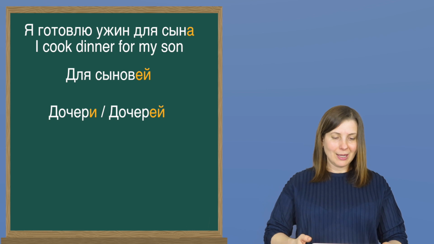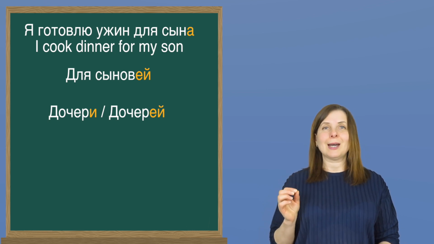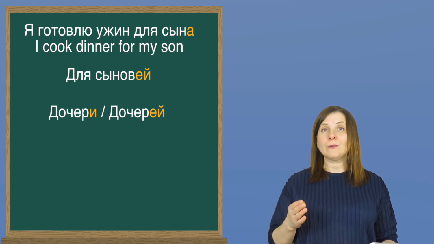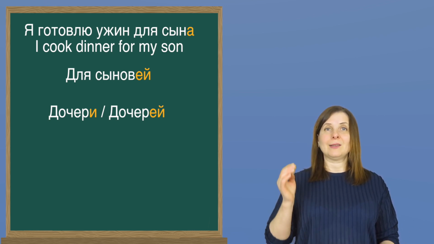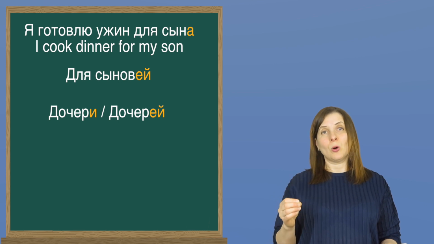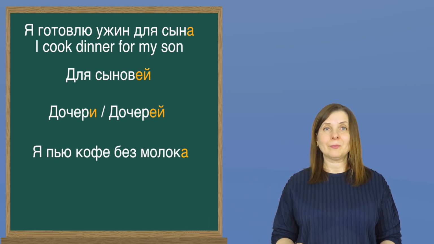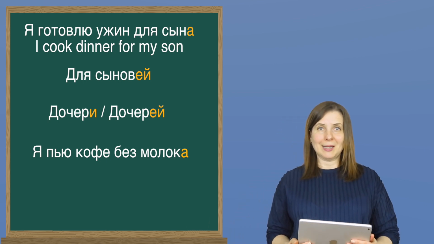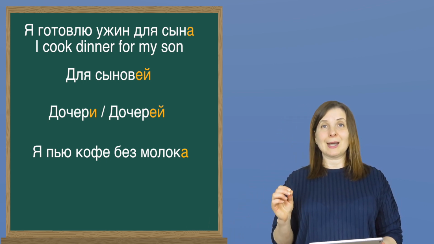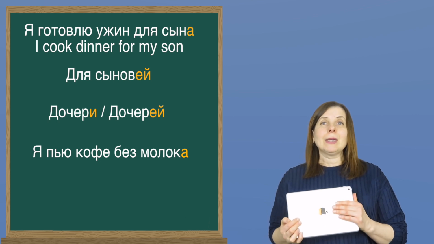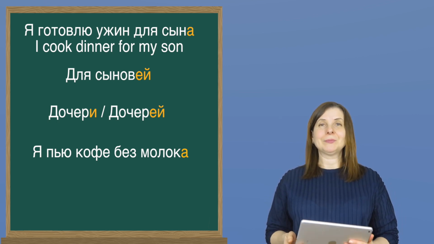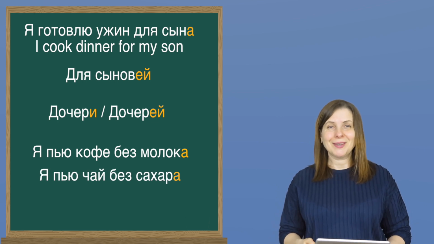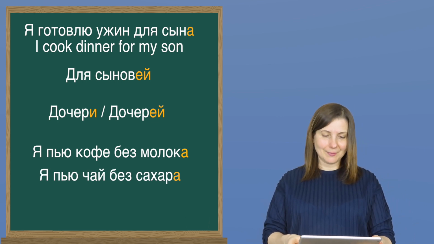Для дочерей. I drink coffee without milk. Я пью. We learned this. Coffee is кофе. Without is без. Milk is молоко. In genitive молока, because it's neuter. Я пью кофе без молока. I drink tea without sugar. Я пью чай без сахара.